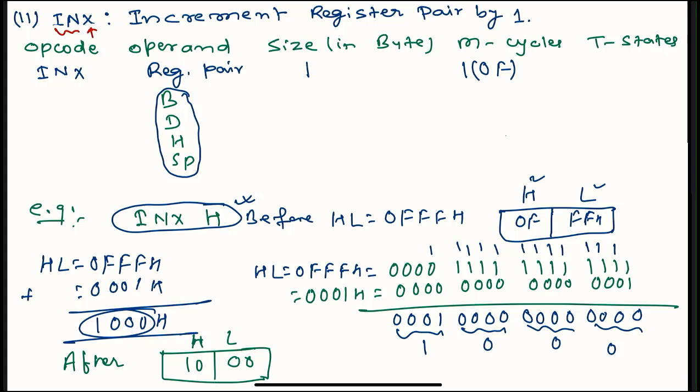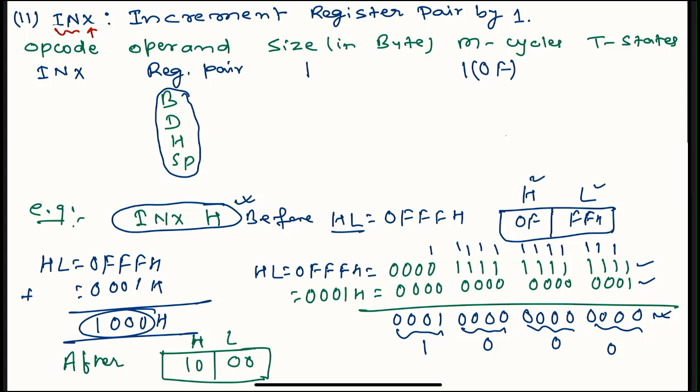Now for the rest, the content of HL, as the HL register pair is inside the processor, should be incremented by one. The adder, the arithmetic logical unit, and these operands are all available inside the processor only. Outside the processor, it is going to fetch only the opcode. So it accesses the memory chip only once. That is the reason it has only one machine cycle.